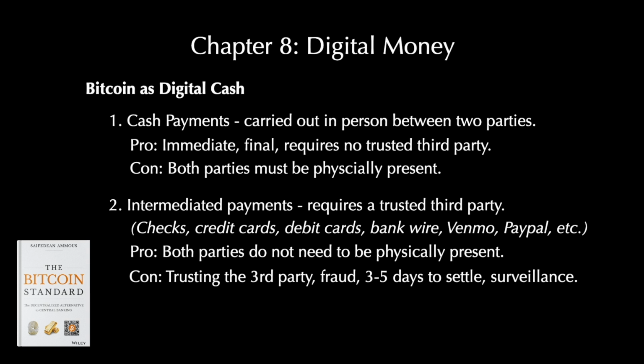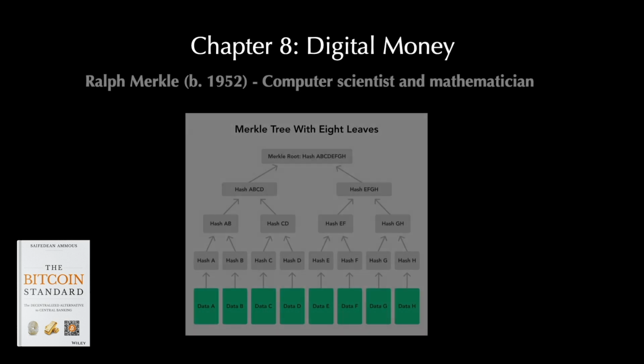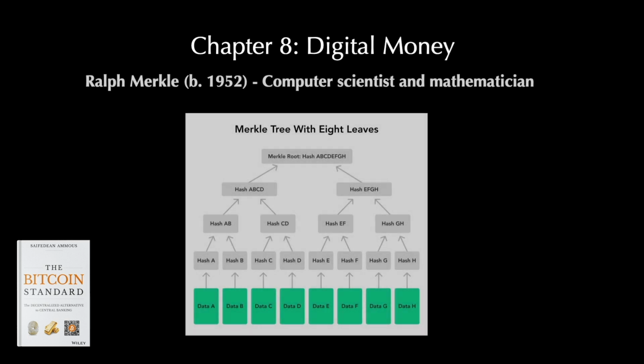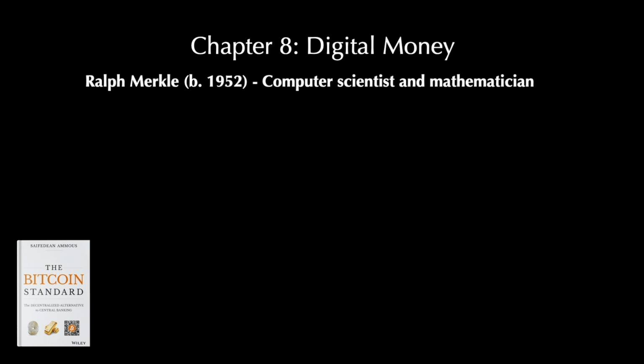Satoshi Nakamoto's goal with Bitcoin was to create a digital cash system that did not require a third party, settled in 10 minutes, and in which fraud or double spending was impossible. Ralph Merkle, inventor of the Merkle tree data structure, which is utilized by Bitcoin, describes Bitcoin in the following way.